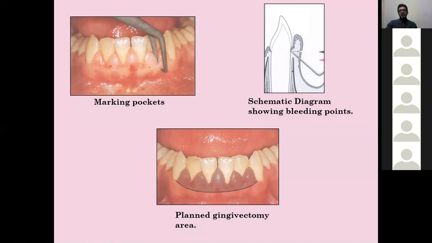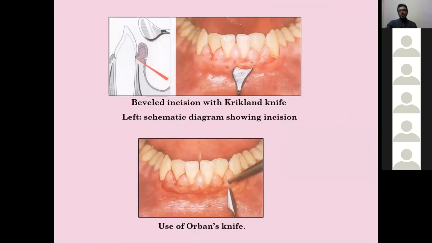You even have surgical pencils available. You can use the pencil and draw on the gingiva, on the mucosa. There's a special pencil available for it. You can use it and plan the area. And then you have to give a beveled incision. Please see that you are not giving an incision perpendicular. You are giving an incision at a 45 degrees angle. See very clearly, this is the line diagram to explain it. You have to give a 45 degrees angulation to the gingiva. A beveled incision with a Kirkland knife is given. You can see a beveling incision.